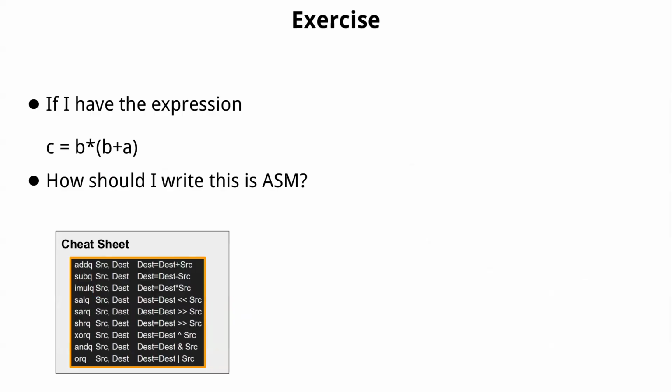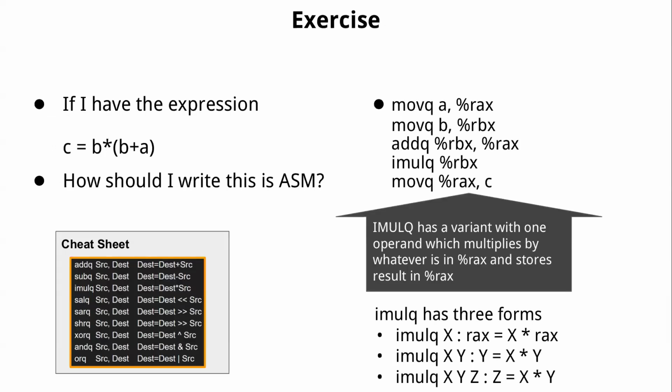So another exercise, let's say we have a C statement. We have two variables A and B. We are adding B to A, then times B. Then we assign a value to C. So how do we write this in assembly? It will be something like this.